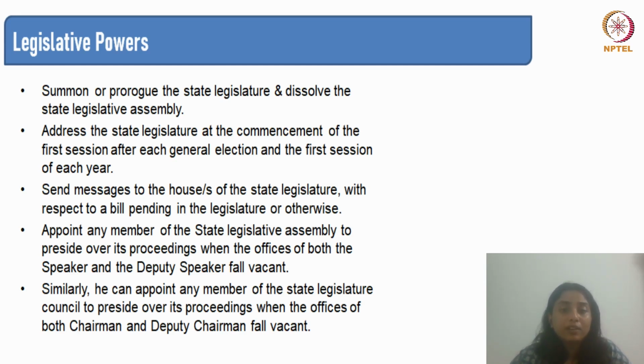The next power of the governor is the power to appoint any member of the state legislative assembly to preside over its proceedings when the offices of both the speaker and the deputy speaker fall vacant, to perform the duties of the speaker. So if both these offices are vacant, then the governor can appoint any member from the state legislative assembly to perform the duties of the speaker. Similarly, he can appoint any member of the state legislative council to preside over its proceedings when both offices of the chairman and the deputy chairman fall vacant.